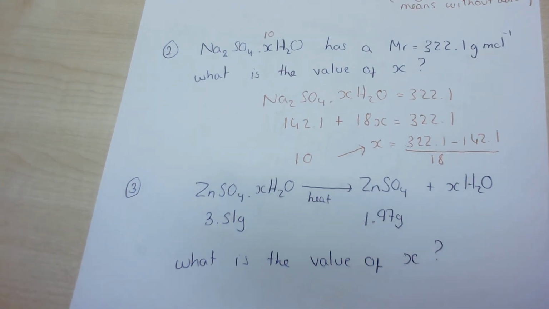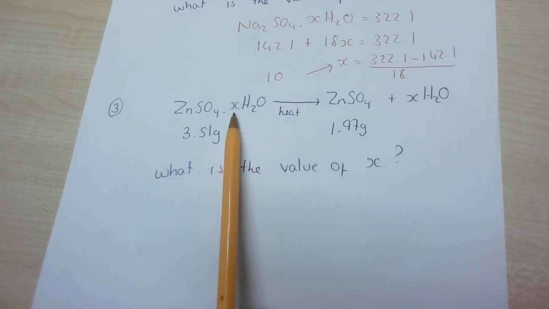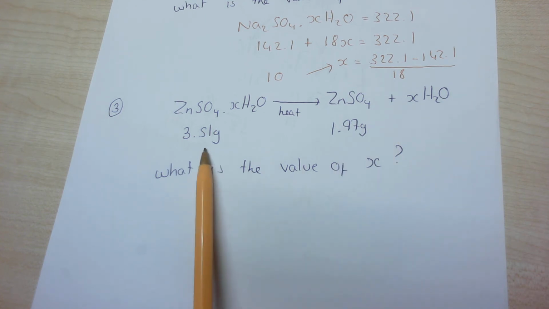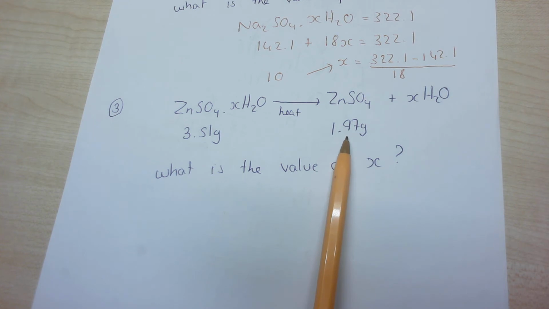I will now move on to another question. I've got a water of crystallization compound or hydrated zinc sulfate. It's heated to make zinc sulfate and XH2O. I've got 3.51 grams of that, and it's making 1.97 grams of that. I want to work out the value of X.